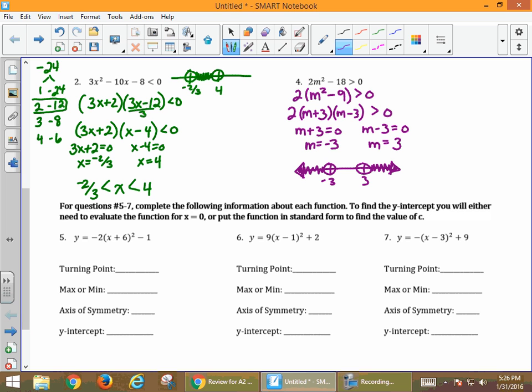Set builder notation, this would be another OR. X is less than negative 3, or x is greater than positive 3.